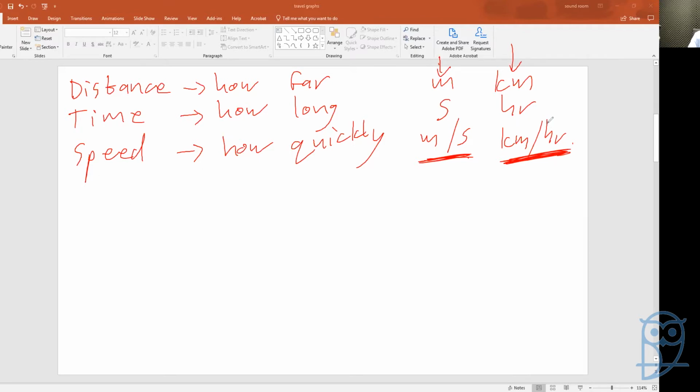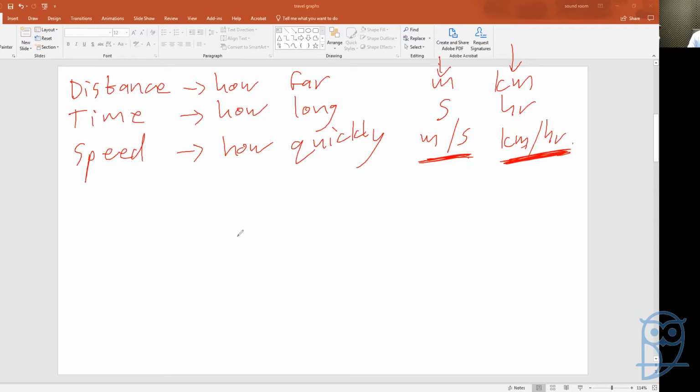Now, how can we relate these? Well, this dash line, this oblique or forward slash, means dividing. So here we are dividing kilometers and hours. In other words, we're dividing distance by time.